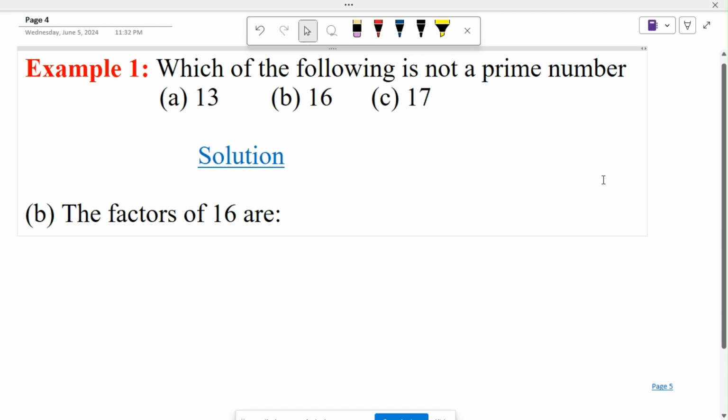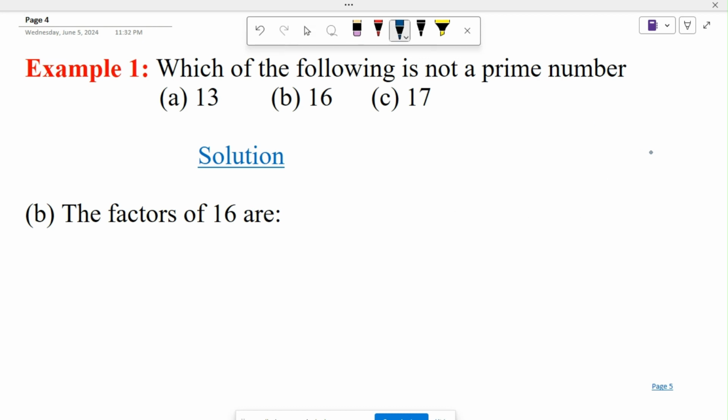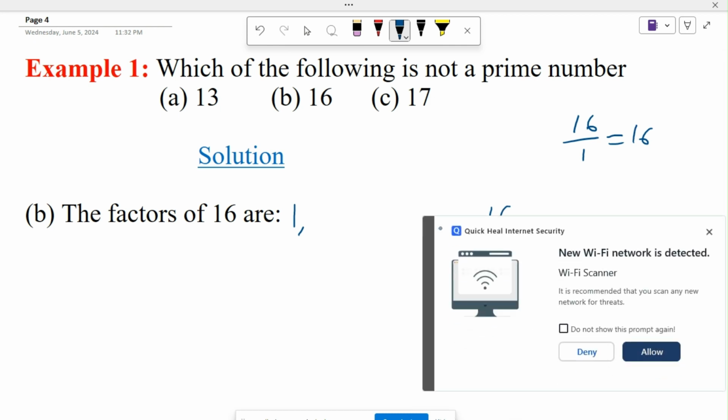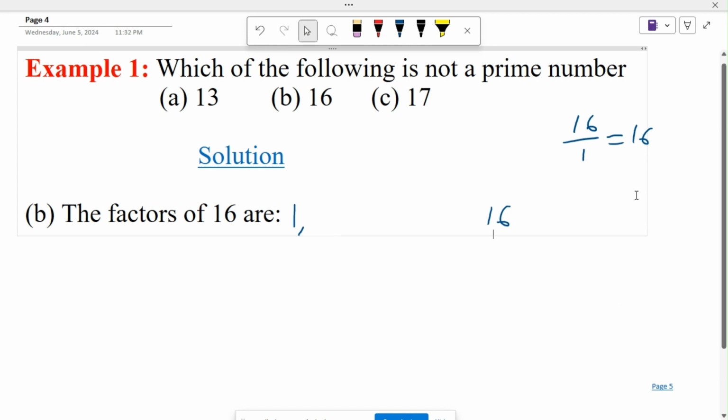The next one is 16. So let's confirm what is going on with 16. 16 divided by 1 will give us 16, as you know. So we will write that number here. That's 1 and 16. Let me put it here. Then that one has been successfully done.